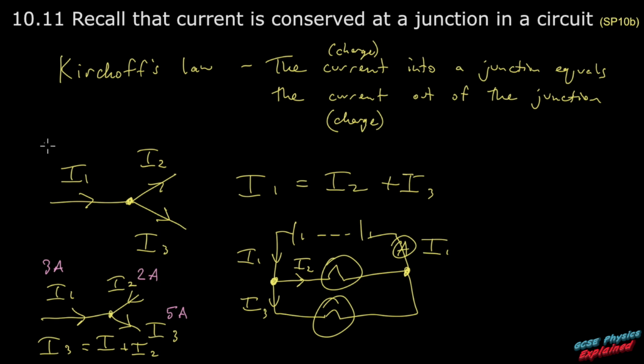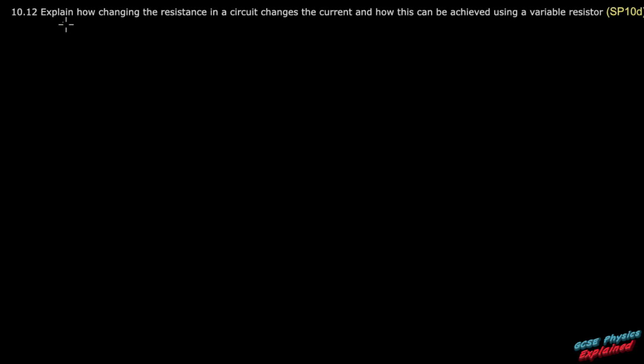And you could have 8 amps going into this junction, and 3 amps coming out, and they'll just say how big is I3. So that would be a case of 8 amps, I2 is 3 amps. So what have you got to add to 3 amps to make 8 amps? I3 must have been 5 amps. That's a standard question.